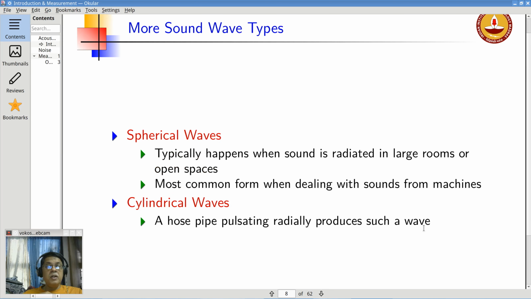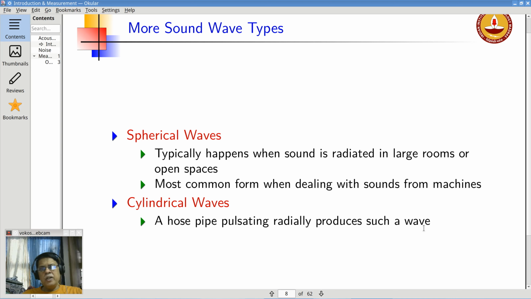Then you have what are called spherical waves. This typically happens when sound is generated by an object and it radiates in large spaces. If you are in a cricket field and you hear the batsman hit the ball, the sound comes, and then it propagates as a spherical wave front. The sound energy is propagated in spheres of increasing size. This will also be true for machines, right?